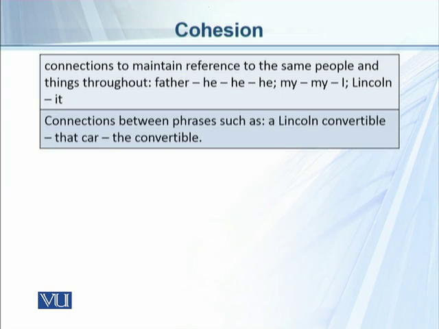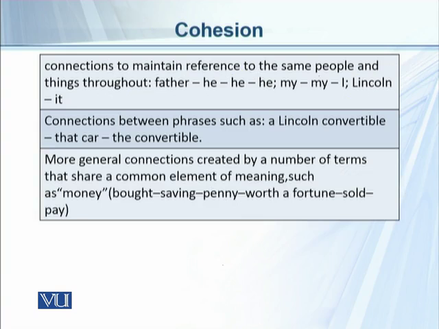Similarly, we have connections between phrases such as Lincoln convertible, that car, the convertible. So they are all connected. All these phrases are connected to each other and have ties with each other. Similarly, there are some more general phrases which connect to each other. For example, money. We know money, and then we find certain other words which are related to money: bought, saving, penny, worth a fortune, sold, pay.